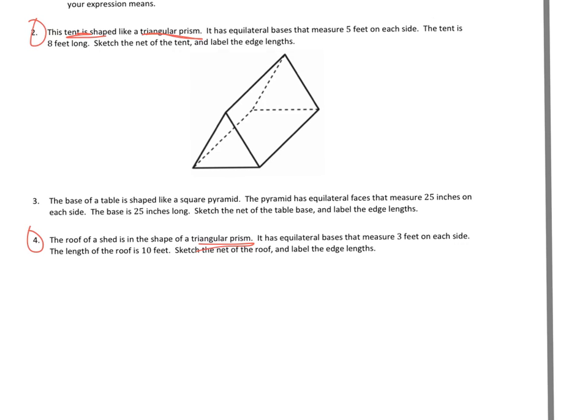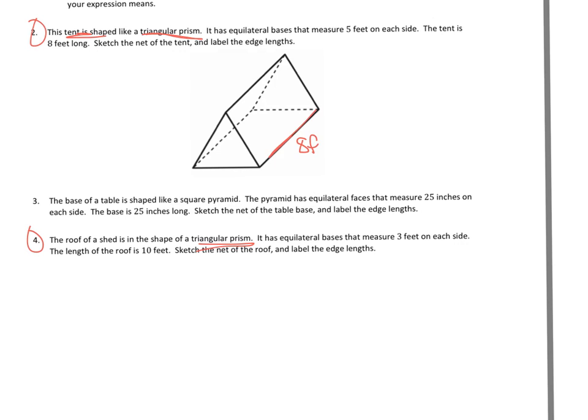So this is shaped like a triangular prism. It has equilateral bases that measure 5 feet on each side. So that's telling me that the triangles are 5 on each side. The tent is 8 feet long.